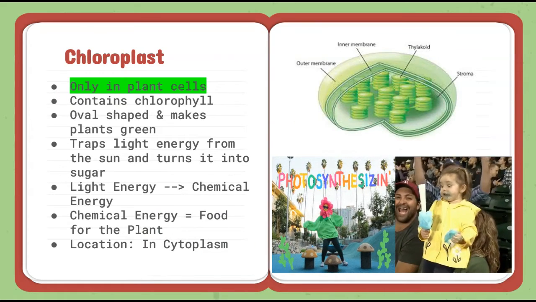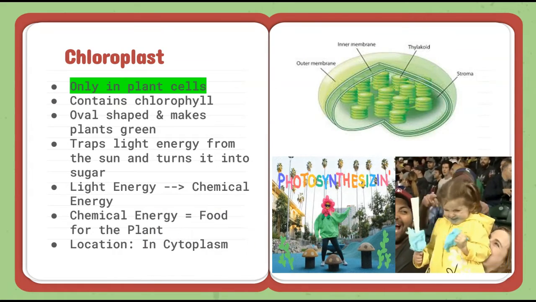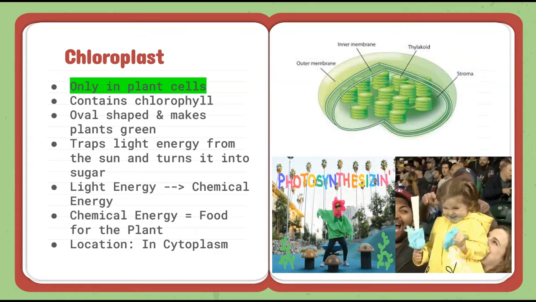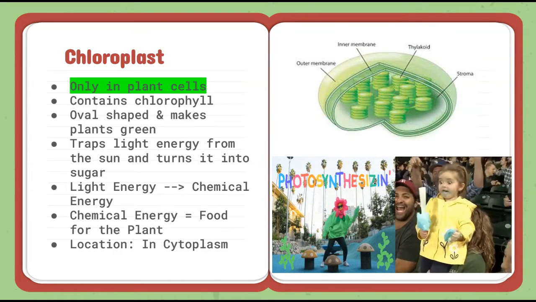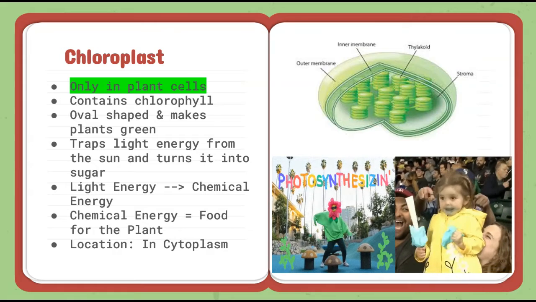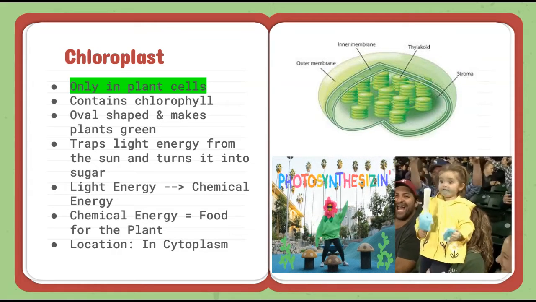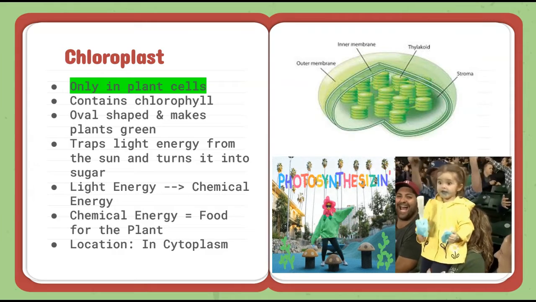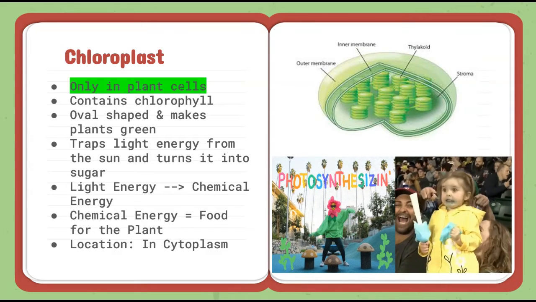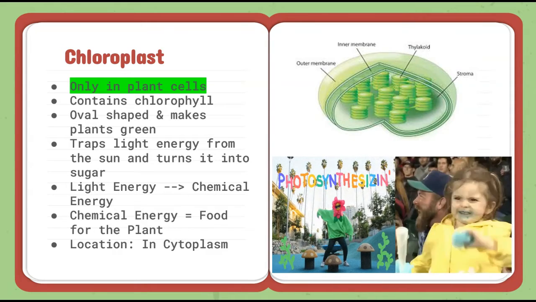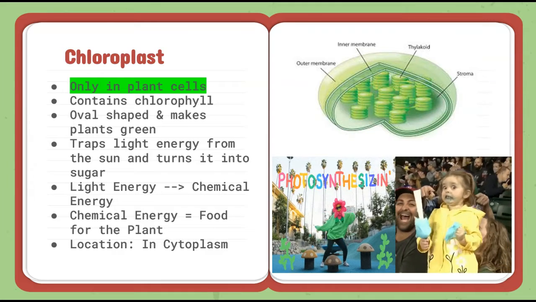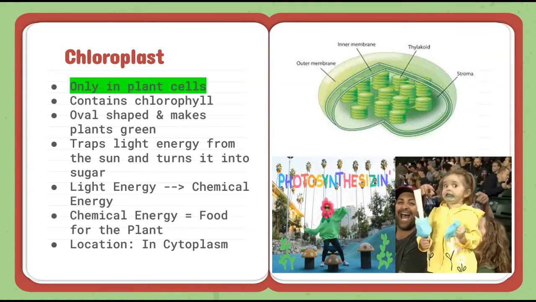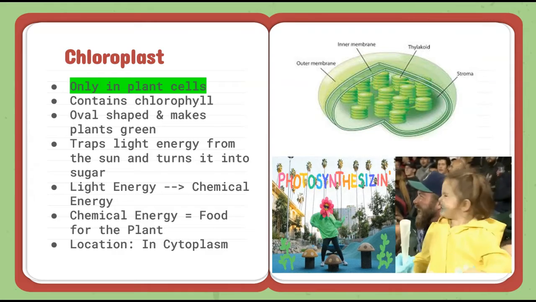The next one is the chloroplast. This is found only in plant cells, and the chloroplast contains a green pigment called chlorophyll, which you should have learned about last year, and this is where photosynthesis happens. Photosynthesis happens in the chloroplast, and what photosynthesis is, if you don't know, is taking light energy from the sun and turning it into sugar.